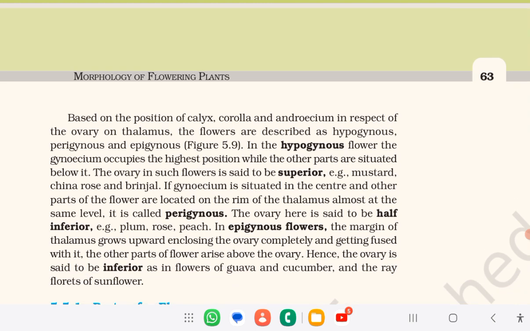But in the case of epigynous flowers, the margin of the thalamus grows upward, enclosing the ovary completely and getting fused with it. The other parts of the flower arise above the ovary. Hence, the ovary is said to be inferior, as in flowers of guava and cucumber, and the ray florets of sunflower.